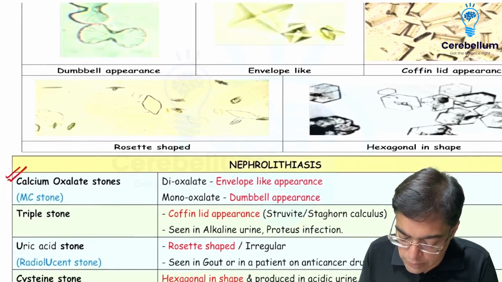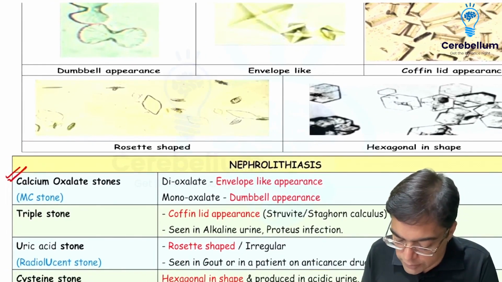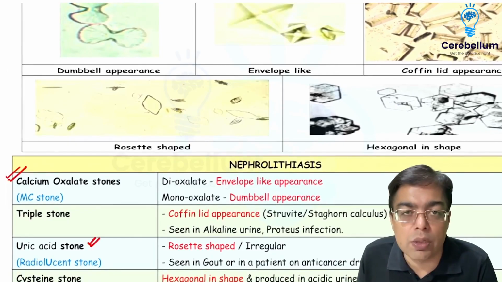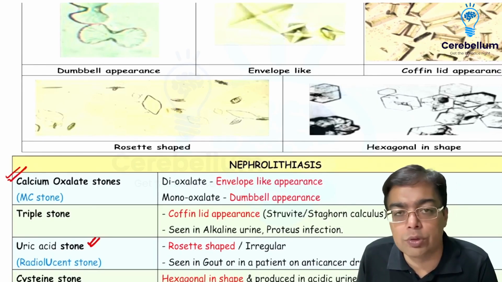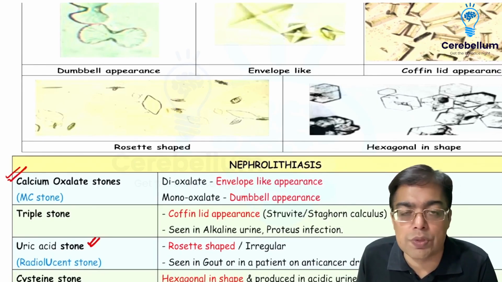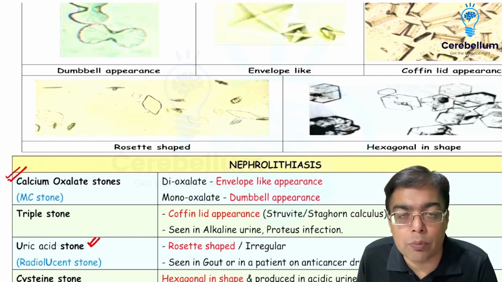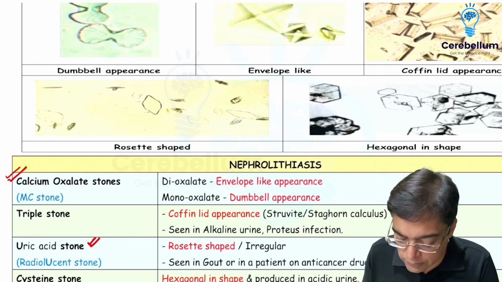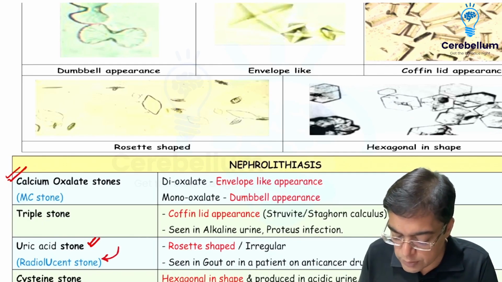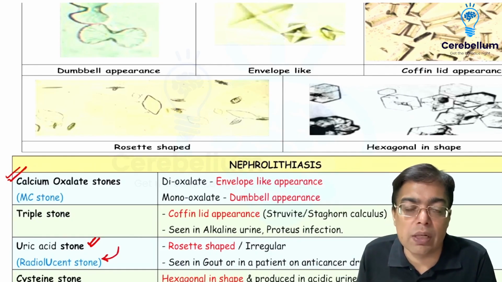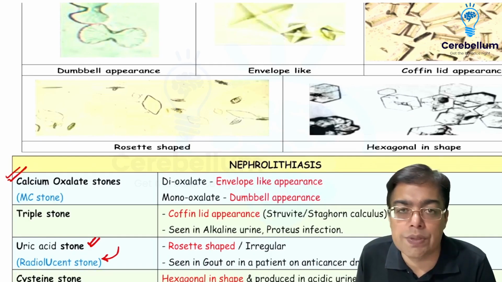A third type of stone that we need to have an idea is the uric acid stone. Uric acid stone is again going to be produced in the acidic pH, and this is going to be associated with having an irregular shape or a rosette shape. Uric acid stones have a clinical importance. They cannot be, I repeat that, they cannot be picked up on the X-ray KUB because of the fact that they are going to be radiolucent. Such stones can be seen in patients who are either suffering from gout or a patient who is undergoing cancer chemotherapy.